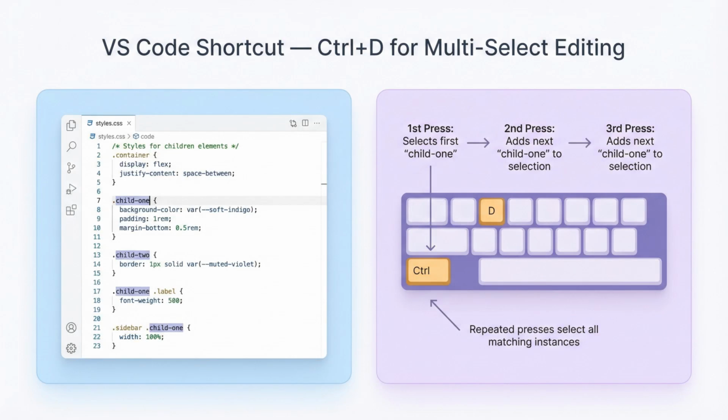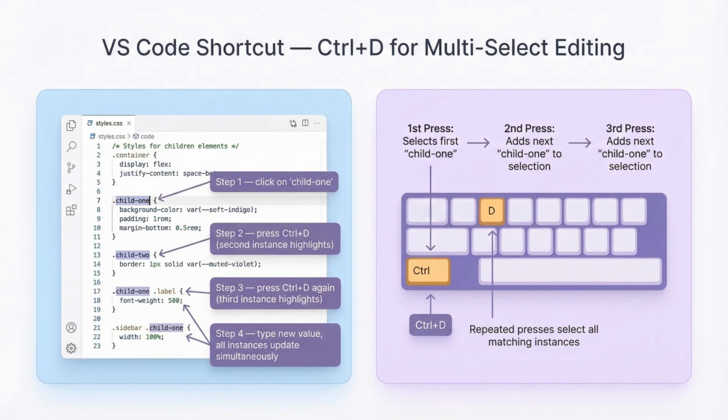Here's a productivity shortcut worth remembering. Control-D in VS Code. Click on any word, then press Control-D repeatedly. Each press selects the next occurrence of that same word in the file. Once all instances are selected, you can type and edit all of them simultaneously. This is incredibly useful when renaming a class or changing a repeated value across multiple rules. No find and replace needed.